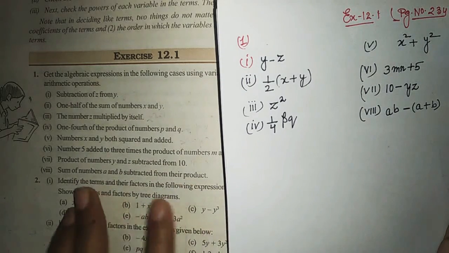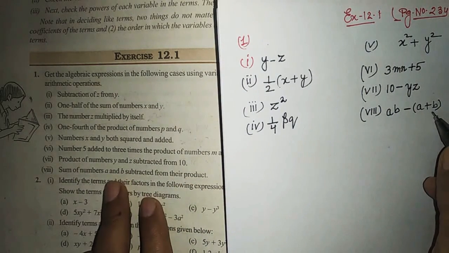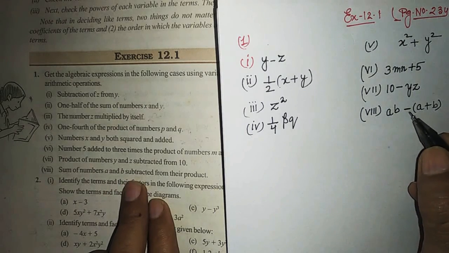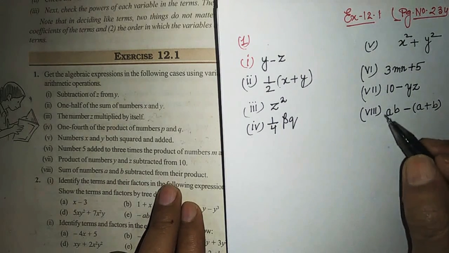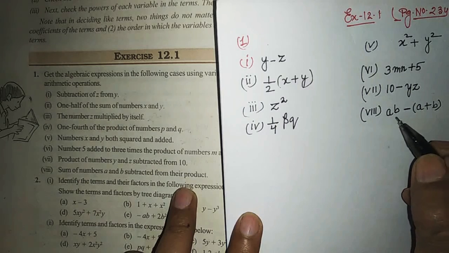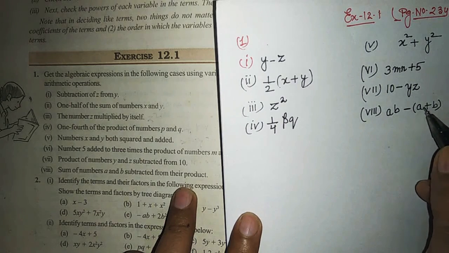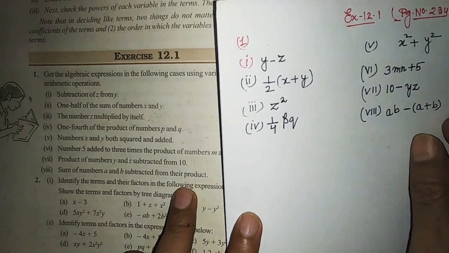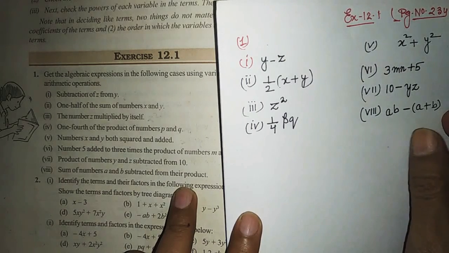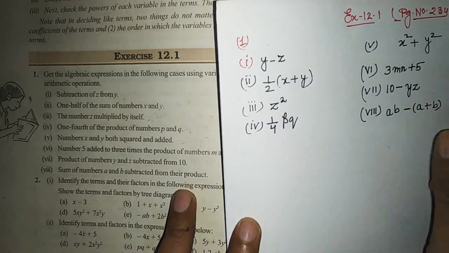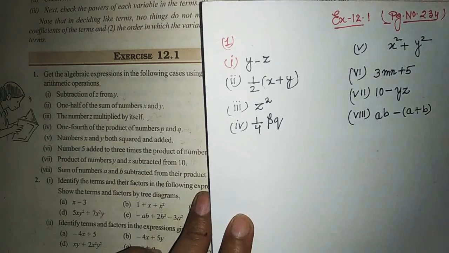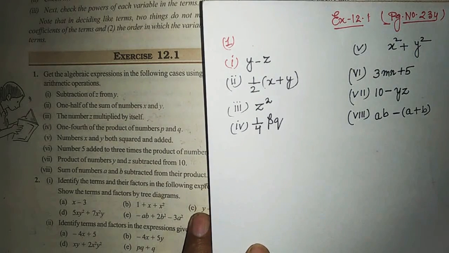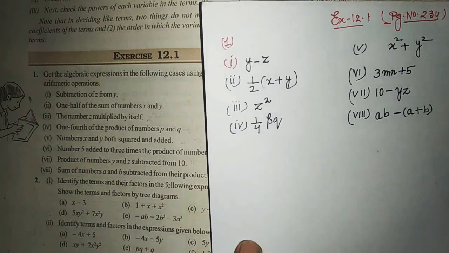Now I think it is clear. Sum of the numbers a and b subtracted from the product. So a into b we will write first. After that minus a plus b we will write in the bracket. Okay. The sum we will show in the bracket. Understood, children? Now children, see question number 2.